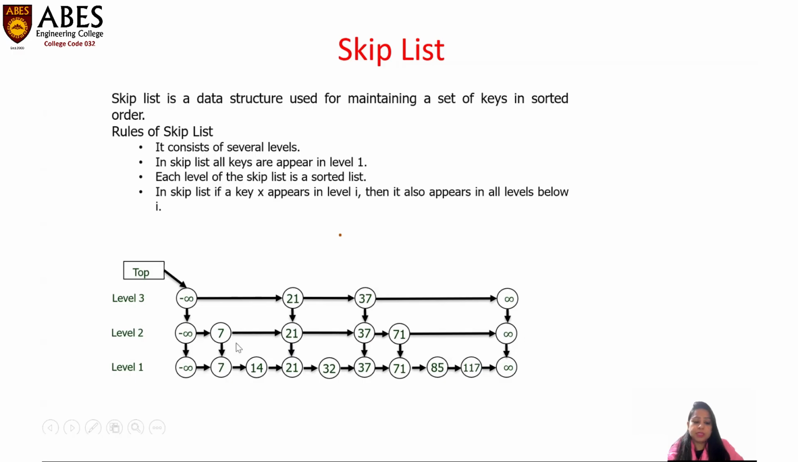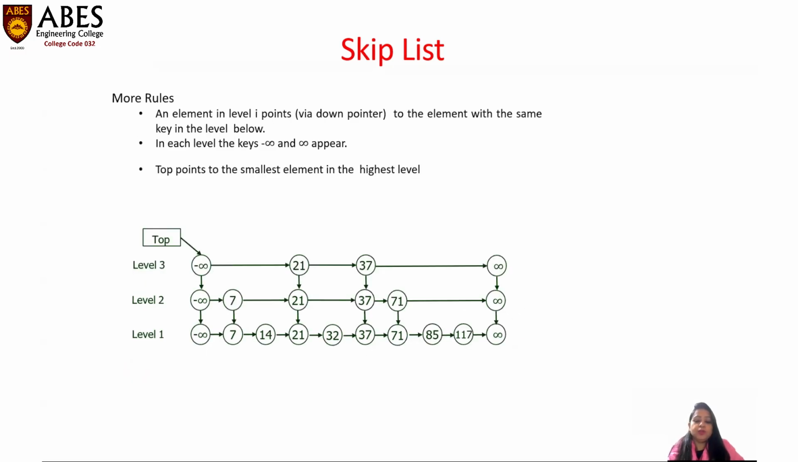Each level of the skip list is also a sorted list. If a key appears at level i, then it also appears in all the levels below i. If 21 appears at level 3, it appears at level 2, and it appears at level 1 also. Now, what are the different rules? An element in level i is pointed down by a pointer to the element with the same key in the level below. For example, I have already said that level 3 represents 21. That is also depicted in level 2 and level 1.